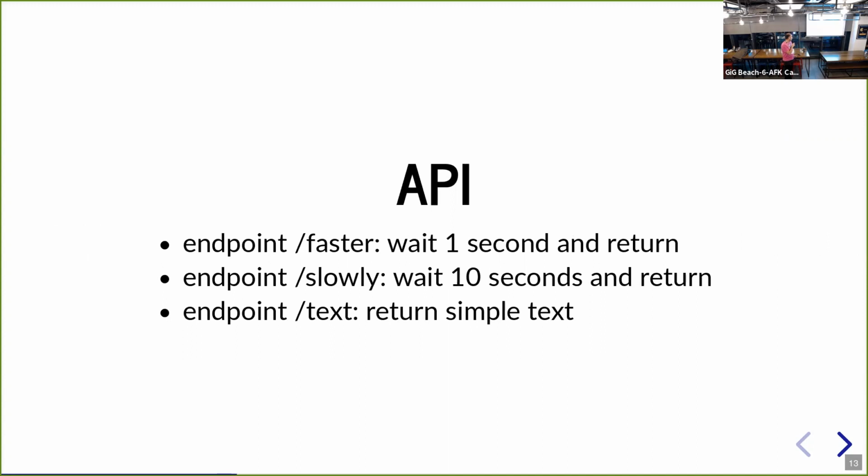And to show the examples, I will create this simple API. Why don't I crawl a real website here? Because in the examples we will make 1 million requests and then get our IP blocked. Then I created this API, a very simple Flask app. In the faster endpoint, you will wait 1 second and return. In the slowly endpoint, we will wait 10 seconds and return. And the last endpoint of this API is slash text, where we only return a simple text.